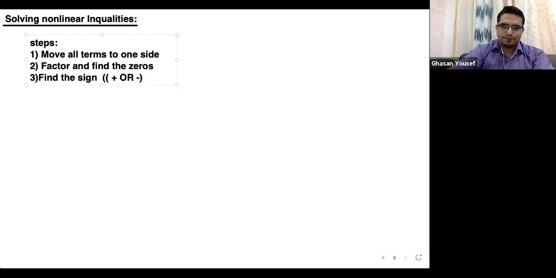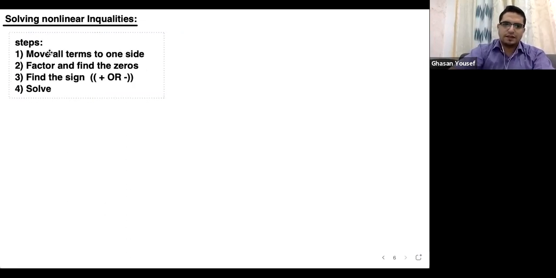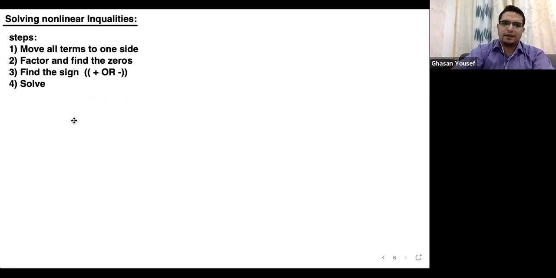Step number 4, this is 3. Okay, number 4, the last step, is solving. We have to solve the inequality. So this is the step for any non-linear inequality. I'm going to give you an example, and during the example, we're going to solve it by using the steps.